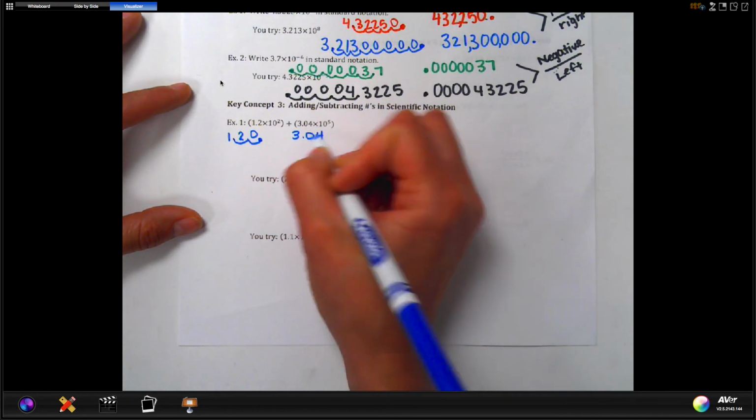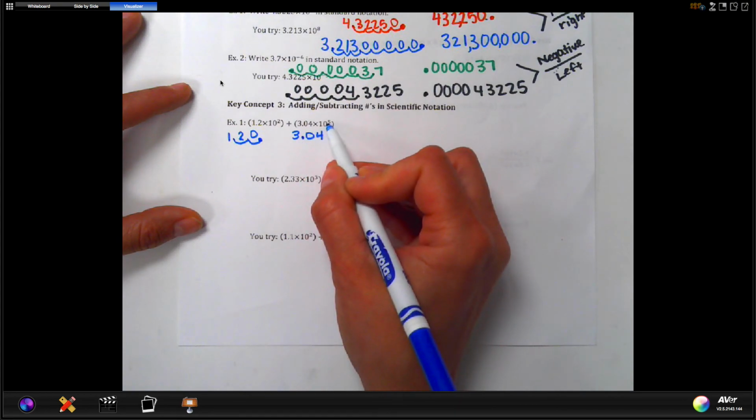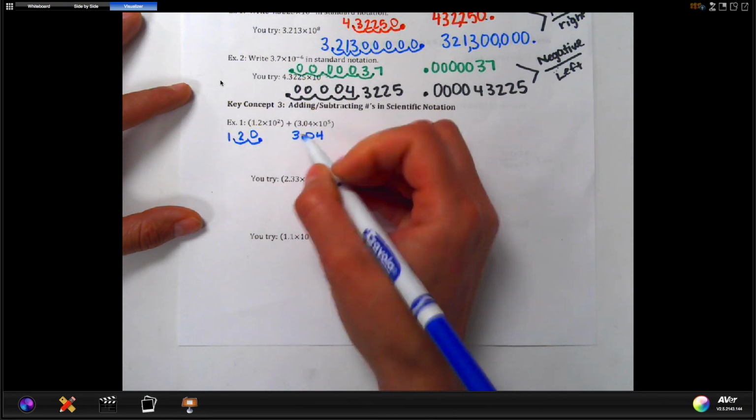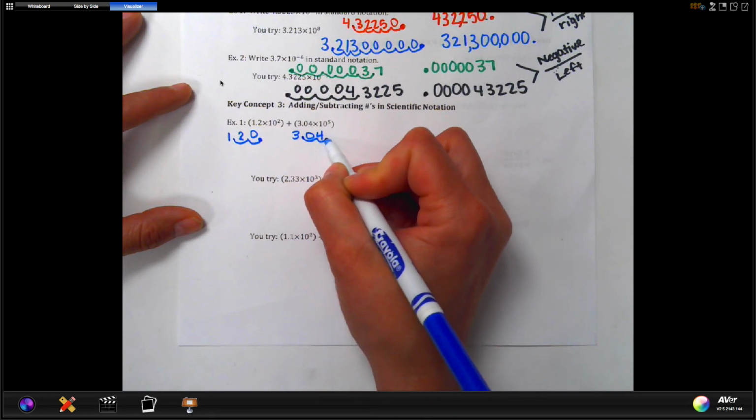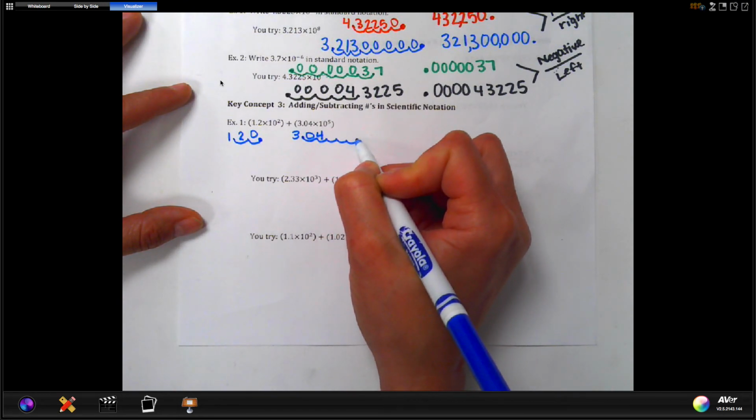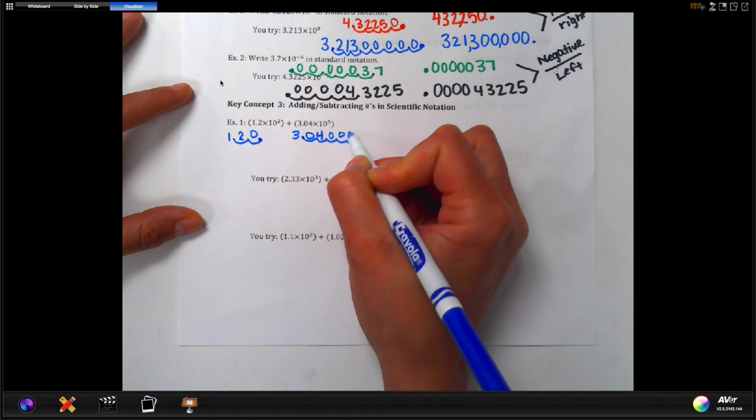For my other one, I have 3.04 times 10 to the fifth. And what I need to do there is I need to move the decimal 5 times, because that's the exponent, out to the right. 1, 2, 3, 4, 5. And I have this number.